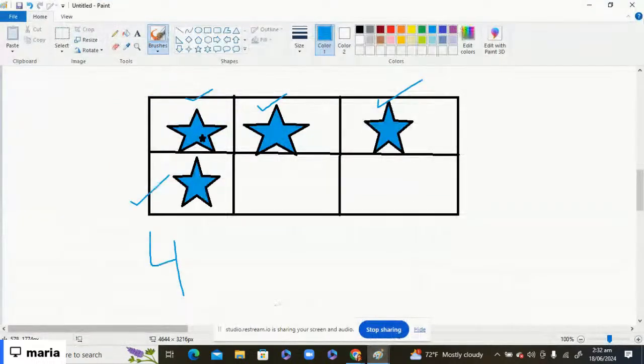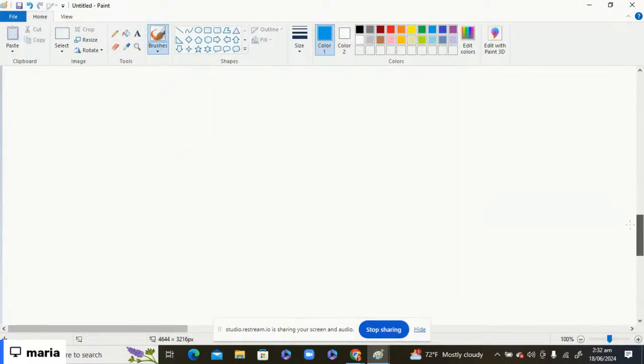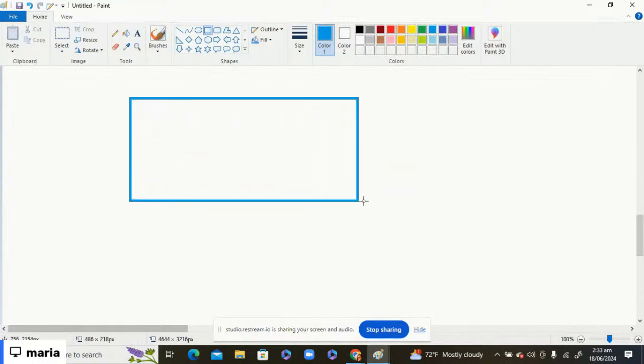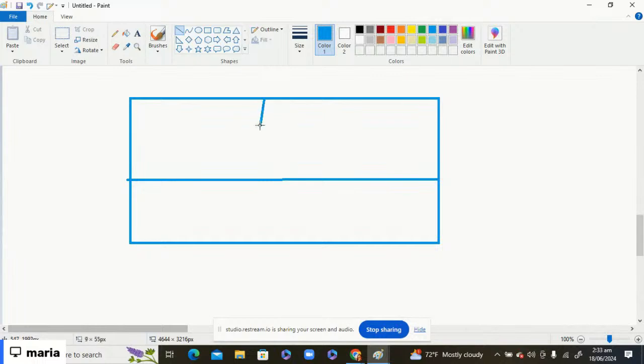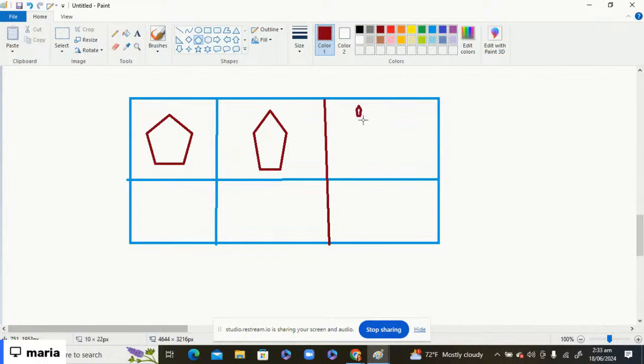Okay, let me draw here some shapes. Then you guys tell me. Okay. So let's take this shape. Okay, now you guys tell me. Count it and then tell me how many total shapes are there.